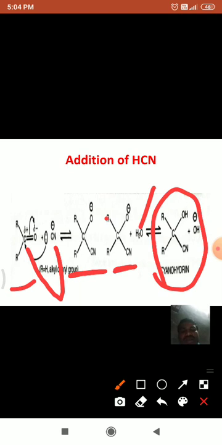Very simple mechanism. In the first step, the nucleophile forms. Here the nucleophile is cyanide ion. This cyanide ion attacks on the carbonyl carbon, leading to the formation of the intermediate ion. This intermediate ion combines with a water molecule and forms the cyanohydrin. Actually, this is the mechanism of the reaction of aldehydes and ketones with hydrogen cyanide.